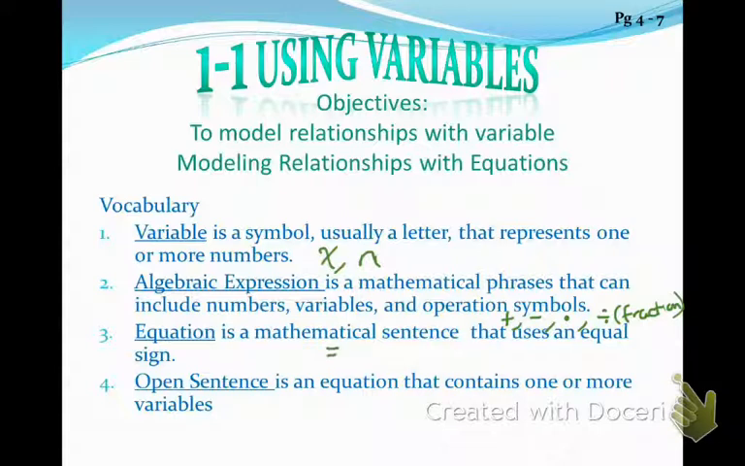An algebraic expression just means it has numbers and variables and operation symbols. An equation will have numbers, variables, operation symbols, and an equal sign. And this equation might even have more than one variable. An open sentence is an equation that contains one or more variables. That means we don't know what the answer to the variable is yet.